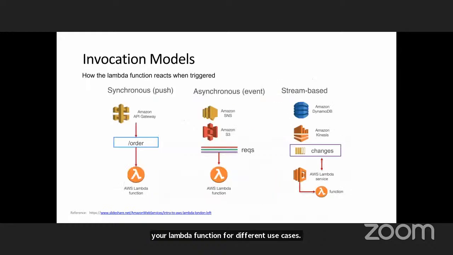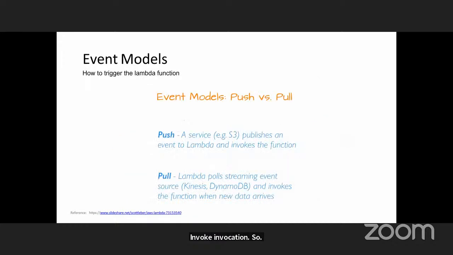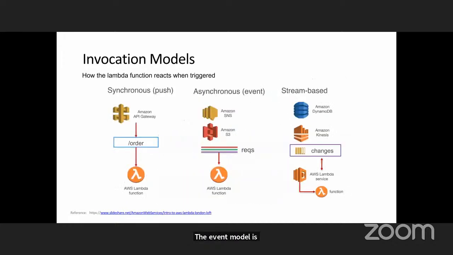And there are also different invocation models. The event model is how to trigger the Lambda function, and the invocation model is how the Lambda function reacts when triggered. It can be synchronous, asynchronous, or stream-based. Synchronous is, for example, when you call your Lambda function directly from your application to perform a task and wait for it to complete. Imagine you have a web application where a user clicks a button, and this action triggers a Lambda function to process some data and then return the result.